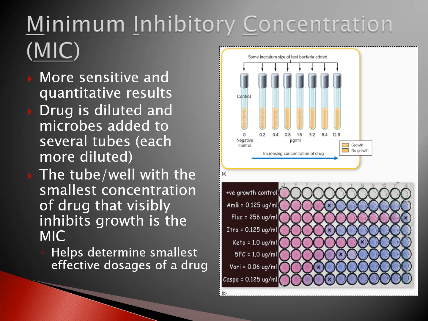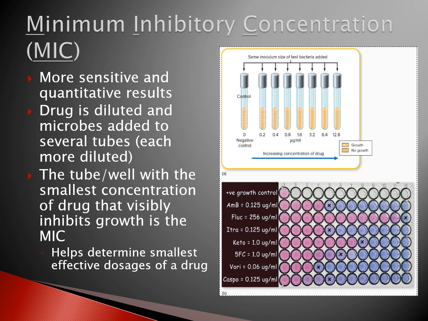So as we add the microbe, we're going to see probably a color change, or something is going to happen in there where we see a difference where the microbe is being killed off or not in that particular well. So the tube or well with the smallest concentration of the drug that visibly does not allow growth is going to be the one that we want to use. So not only are we seeing which antibiotic is going to work, it's also going to show us what dosage is required to kill that particular microbe.